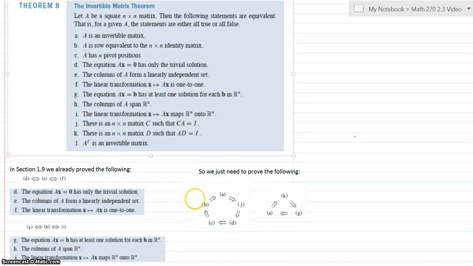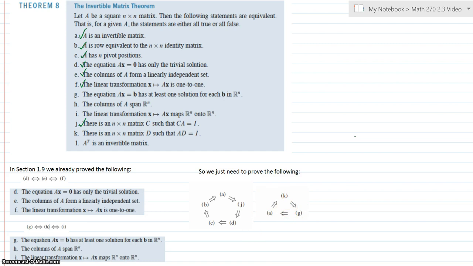So what we need to do is just do the following. If we can show A implies J, which implies D, which implies C, which implies B, which goes back to A, we will prove that all those are equivalent. And since we have D, we'll automatically have E and F. But we do have some missing there.